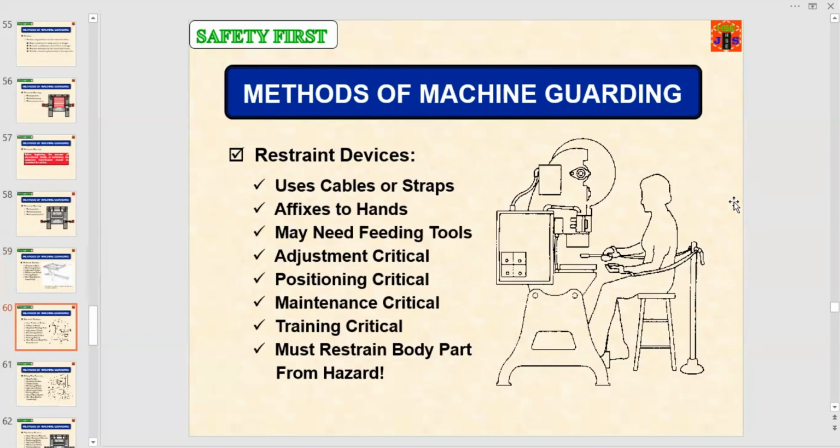Number three, restraint devices. Restraint devices use cables or straps affixed to the hands, may need feeding tools, adjustment critical, positioning critical, maintenance critical, training critical, must restrain body part from hazard. You can easily identify the restraint device in the attached photograph.